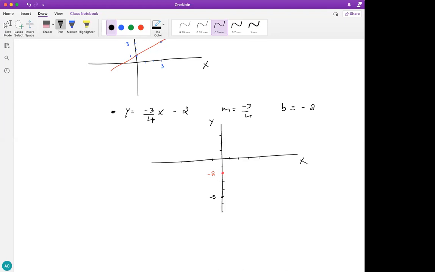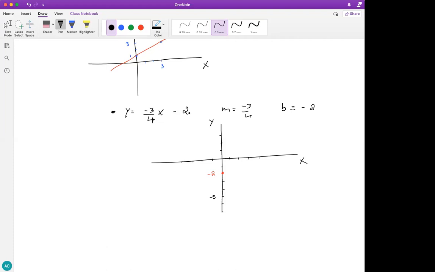And where do you go from here? 4 points to the x. Or right or left? Right. Right, so we're going to go. So we went down 3. Now we're up to 4. So 4 is the run. It's either left or right, depending on the sign of 4. It's a positive number, so we're going to the right. If this was negative, we'd go to the left.